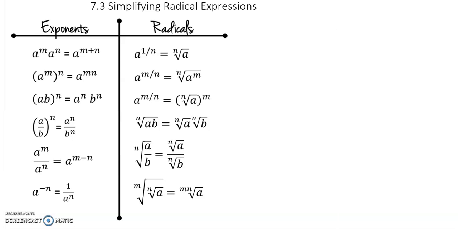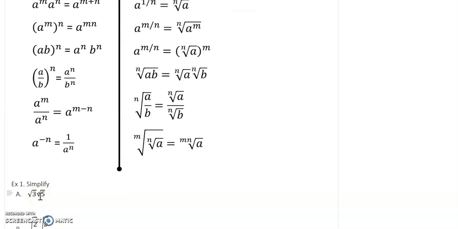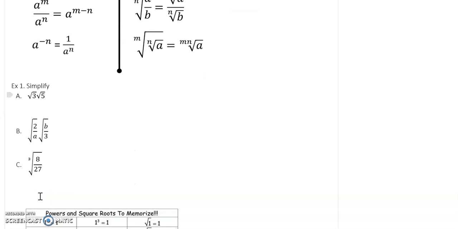Alright, 7.3 is simplifying radical expressions, and I just went ahead here and wrote all of your radical and exponent rules. Exponent rules, we went over those a little bit in the previous example, and then radical rules, we're going to go over those today, and we're going to go ahead and use them. So again, you could pause the video and you could write them out. So let's go ahead and simplify.